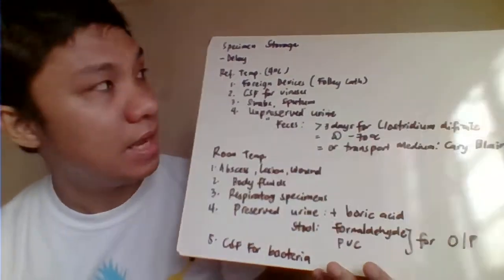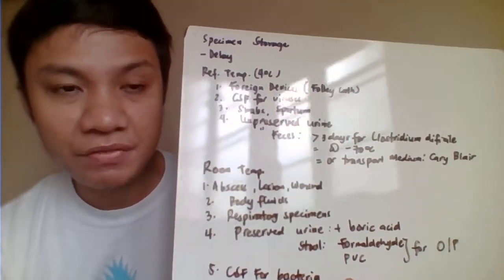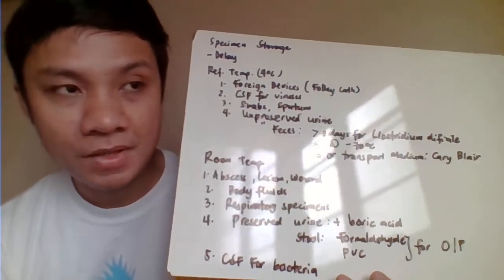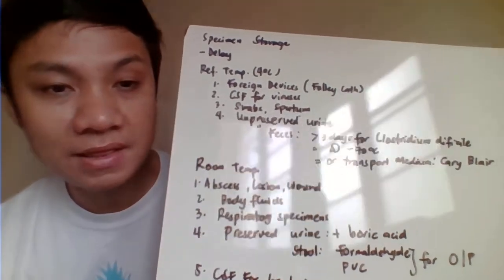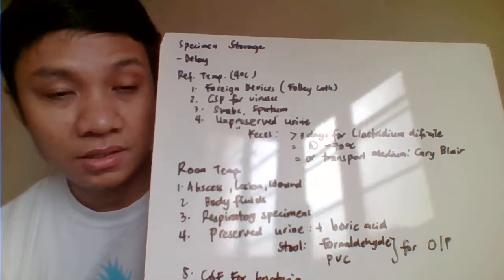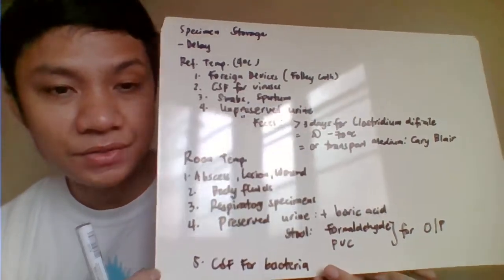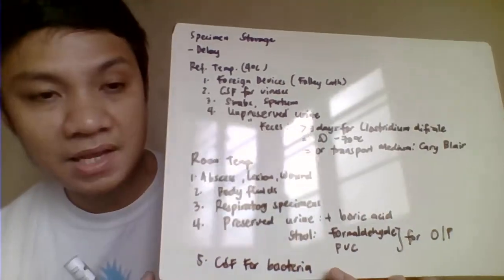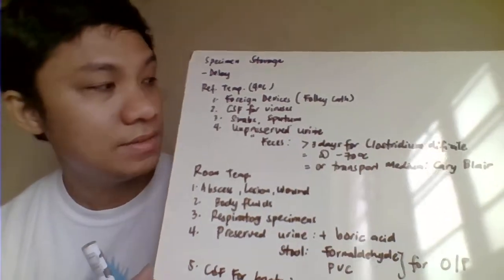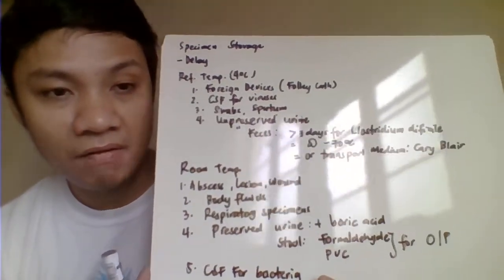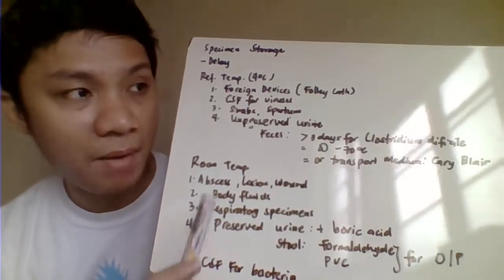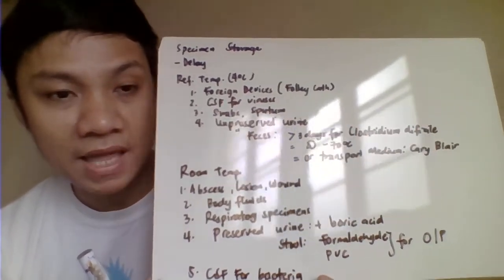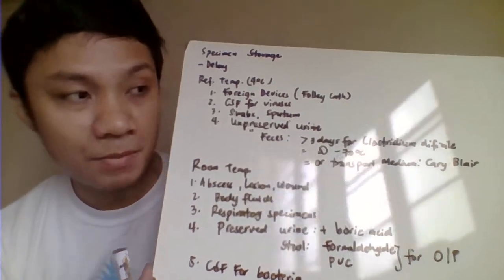Okay, next we have the specimen storage. If there's a delay in the transport of the specimen or a delay in the processing of the specimen, then you can store the specimen at different temperatures before you process it. First, you can store the specimen in refrigerator temperature for the following specimens: foreign devices, for example your Polycat; second, the CSF for your viral isolation; we have also your swab, your sputum; and the unpreserved urine and fecal samples. Unpreserved means they have no chemical preservative.